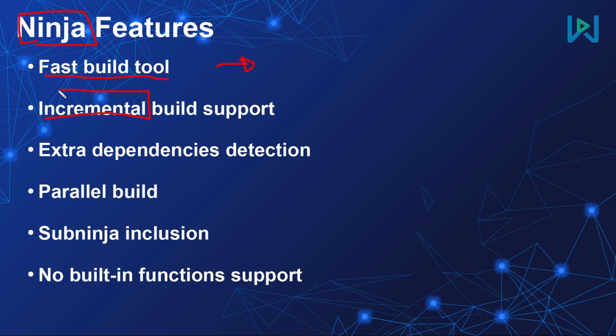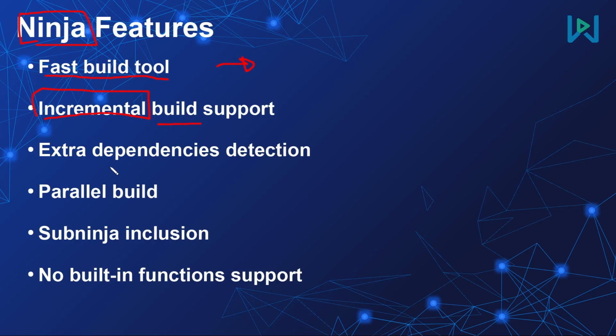Ninja does support incremental build. This means Ninja will be able to detect any modification for the concerned files and hence trigger the build only of those modified files, not the whole project. And this is of course similar to Make.